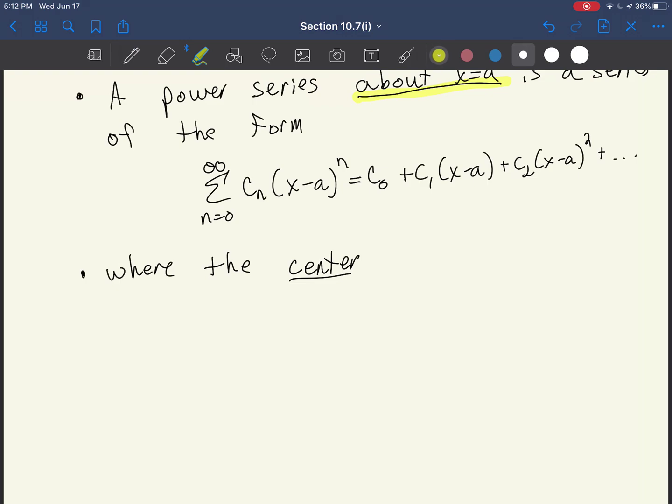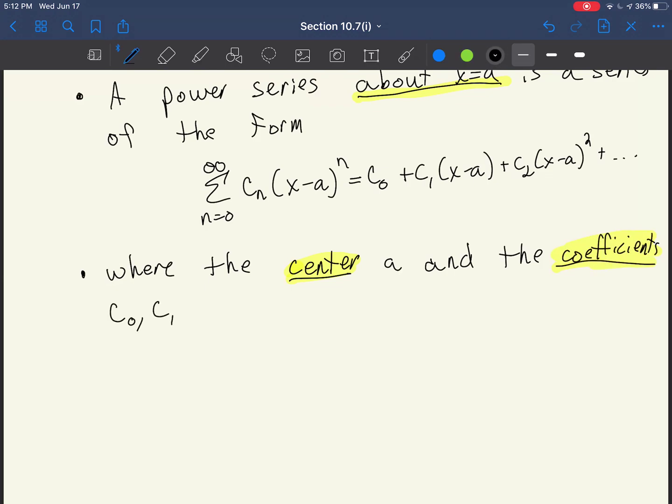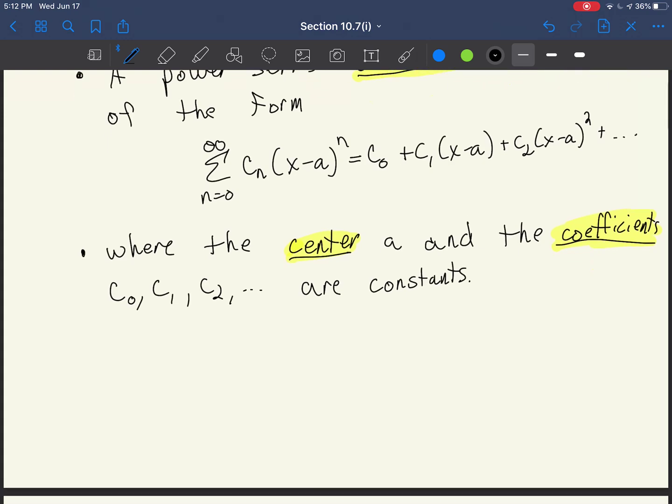Where these are power series where the center a and the coefficients C0, C1, C2, ... are constants.